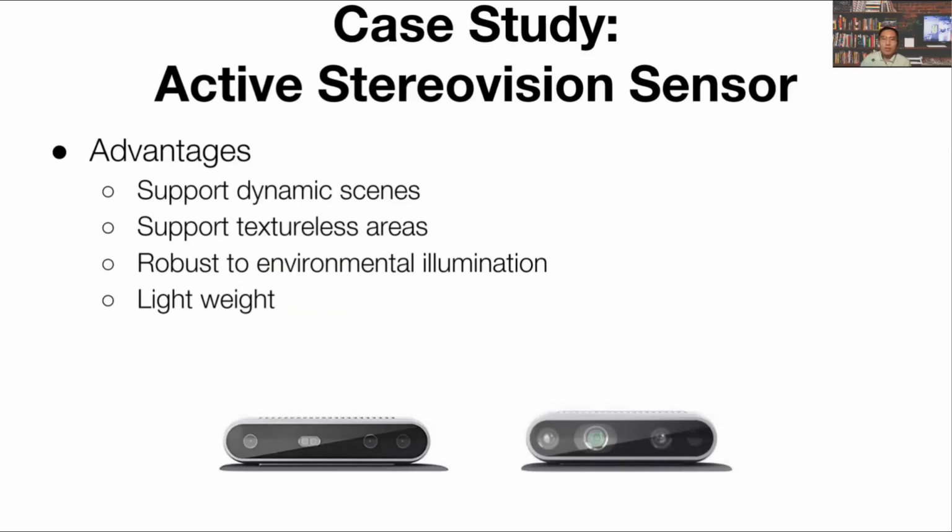Today, we will focus on active stereo vision depth sensors. Compared with other kinds of sensors, it has the following advantages. It is able to measure dynamic scenes and textureless areas. Also, because it usually works in a certain spectral range, it is robust to environmental illumination. The sensor is also lightweight, which makes it suitable to be mounted as a robot end effector.